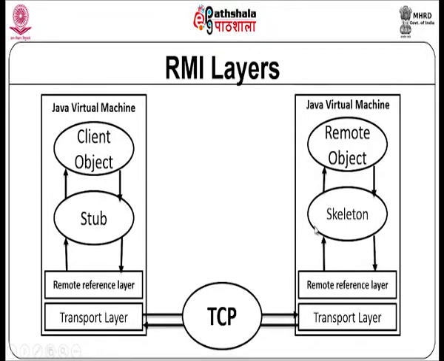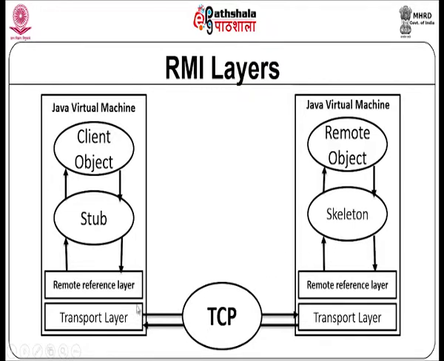Now we need to make use of two things called a stub object and a skeleton object. So the stub would be like a handle through which the client would be interacting with the services that are available in the server side, and for all the services that are available in the server side you will have a skeleton. So in the client machine you will have a stub for the client object, and in the server machine you will have a skeleton for the remote object.